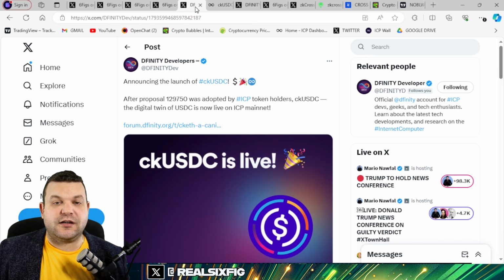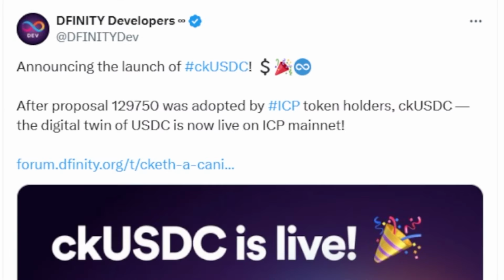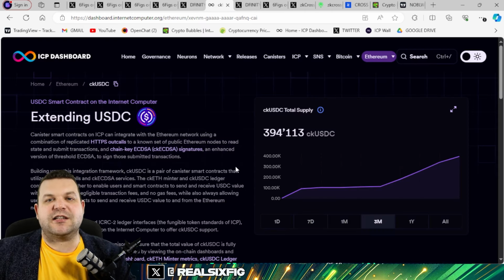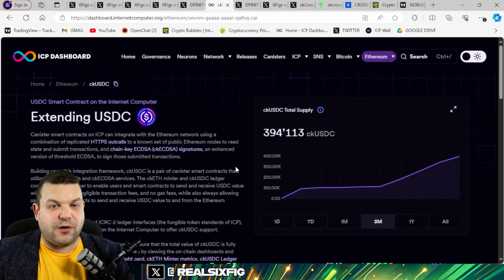While I was out there, Dfinity developers basically dropped a bombshell on all of us. After proposal 129750 was adopted by ICP token holders, ChainKey USDC is now live on the Internet Computer, baby. Now, I can't wait for this to start getting integrated into all the DEXs and things like that. Basically, now we can hold stablecoins in the form of USDC on the Internet Computer. So how cool is that?